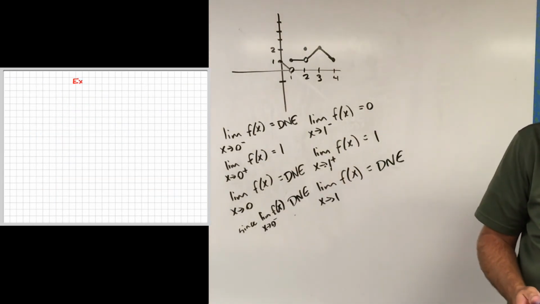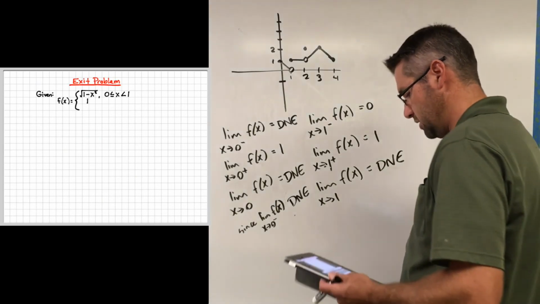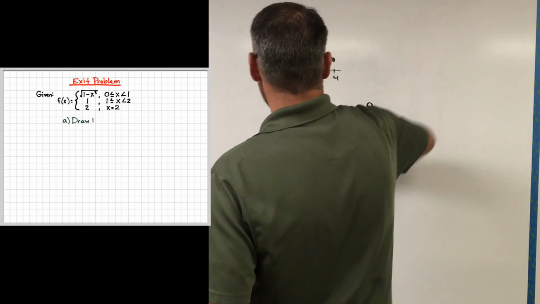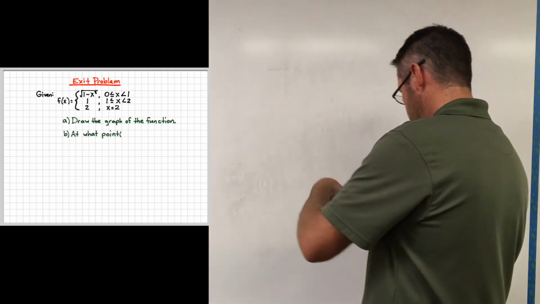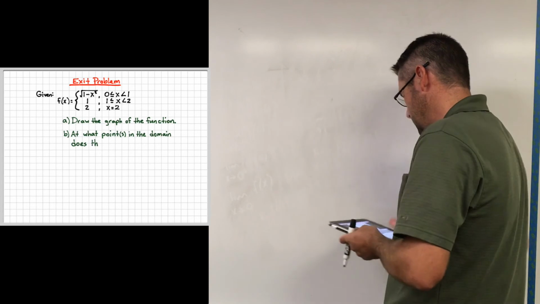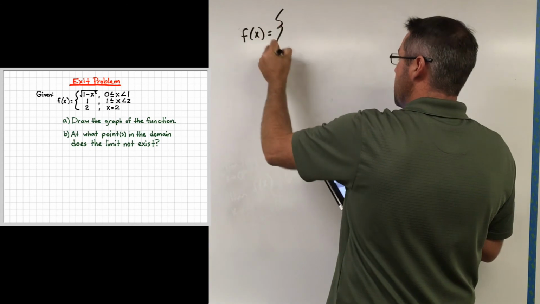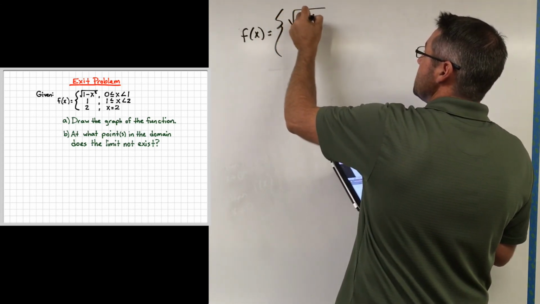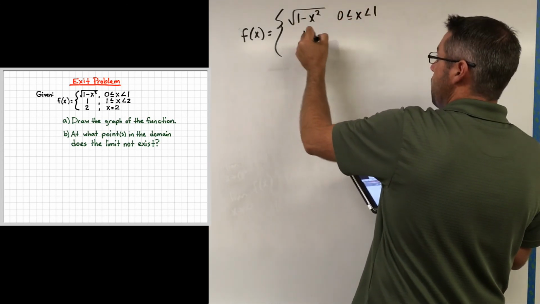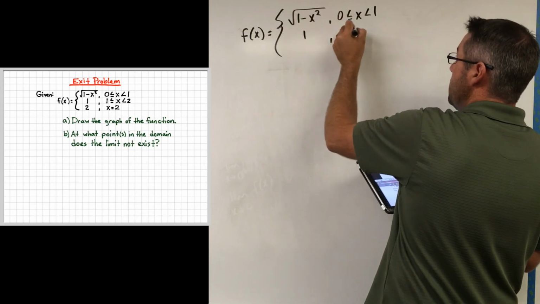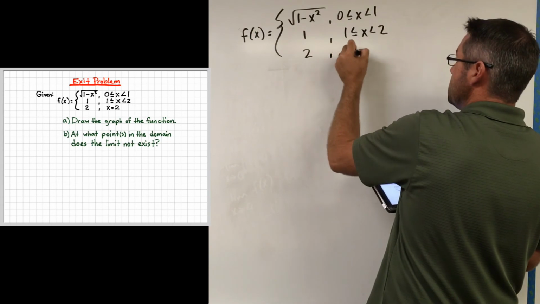The next slide. Got an exit problem here. And we are given a piecewise function. Oh no! Piecewise function. Let's see here. We have something pretty gross. We've got f of x equals piecewise: radical 1 minus x squared from 0 to 1, we have 1 from 1 to 2, and we have 2 at x equals 2.